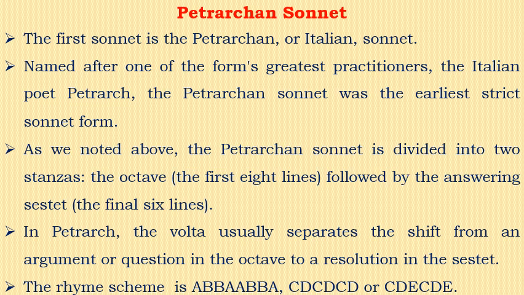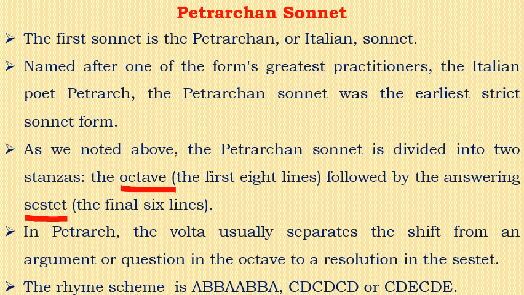As we noted above, the Petrarchan sonnet is divided into 2 stanzas. First one is the octave and the next one is the sestet. Octave can also be called octet. Octave is nothing but an 8-line stanza. And it is followed by the sestet. Sestet is a 6-line stanza. So on the whole, 14 lines have been divided into 8 plus 6.